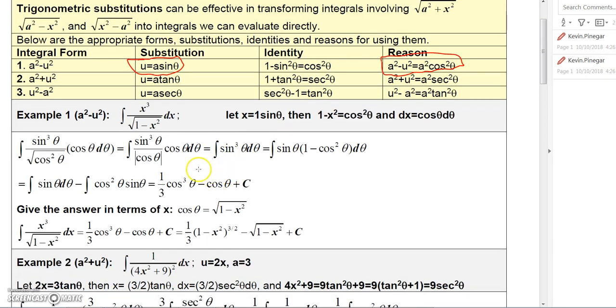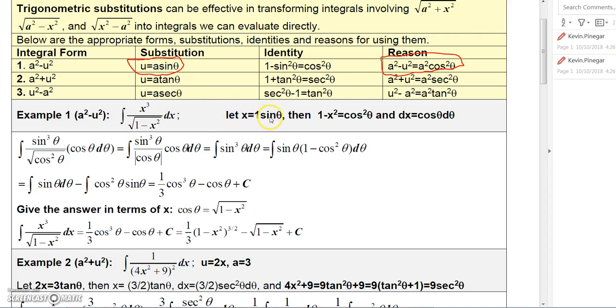Now what I've got here is the first example. I'm going to show you an example of the a squared minus u squared case, the first one. So here, think of u as x for just a minute. So this would be like 1 squared minus u squared. Now I don't really need to bring the u into play here, so I'm just going to say that x is the u. So in this case, I would let the u, in this case the x, equal a sine theta, like it says here.